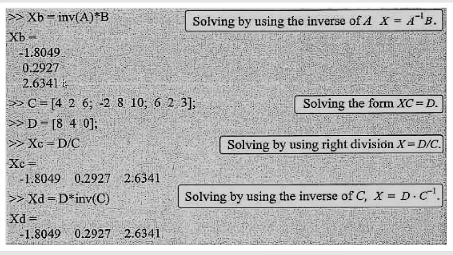And similarly for this one, xb equals inverse of A star B. But we are taking another one, C and D matrices, and xc equals D by C. So xd is multiplied by inverse of D into C. So we will get the answer: minus 1.8049, 0.2927, 2.6341.